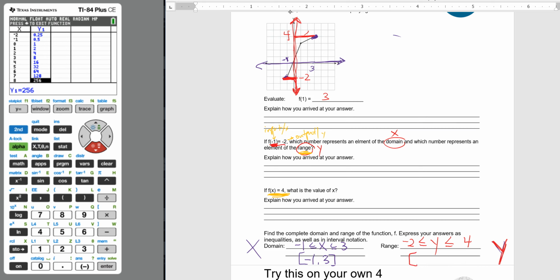In interval notation, we're saying that we start at -2 and end at 4, with the square brackets to include both -2 and 4.